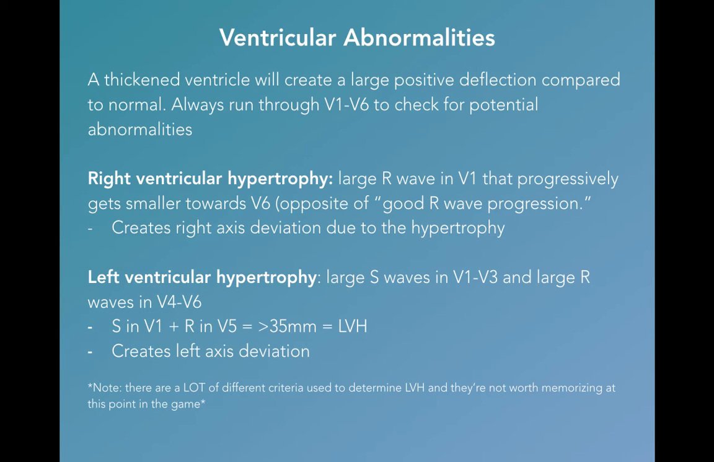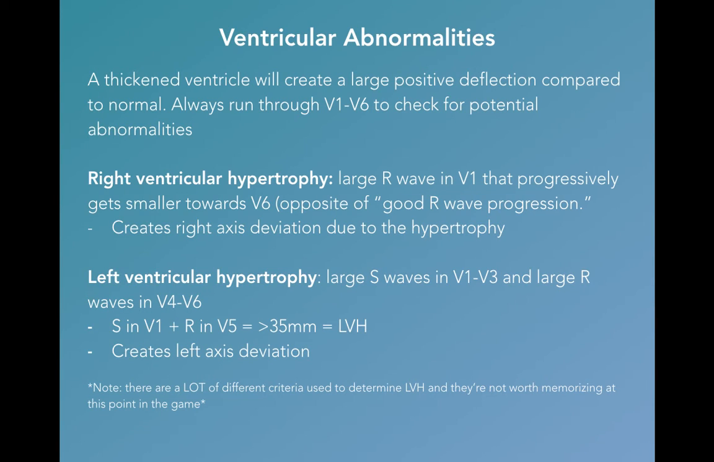I talked in the first lecture about having good R wave progression. So this is where that will come into play. Right ventricular hypertrophy is when you have a large R wave in V1 that progressively gets smaller. So that's the opposite of good R wave progression. And this can sometimes create a right axis deviation. Now you know that right axis deviation will be negative in lead 1 and positive in AVF. And so that's really it for that.